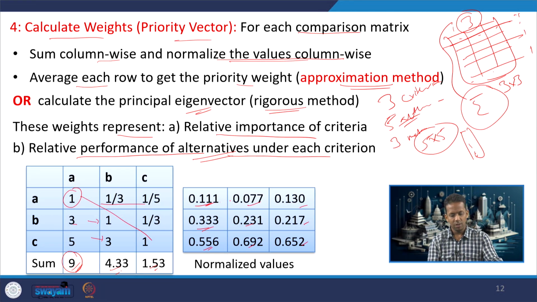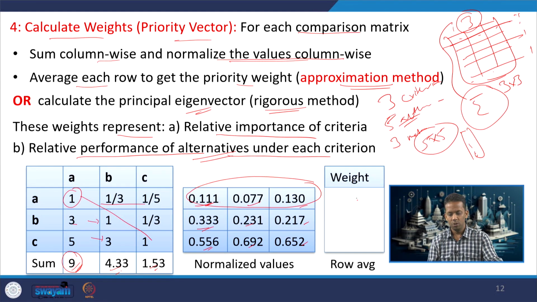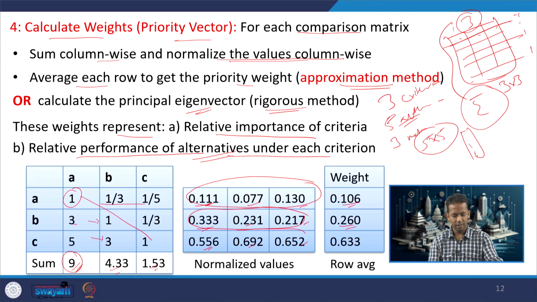You take this plus this plus this, and the average of these 3 numbers will give you the weight 0.106. Similarly, for these 3 values the average is 0.26 and these 3 will give you something like 0.63. So this final priority vector gives you the weights for the criteria. Similarly, under each criteria you have to do this for alternatives, but I think that will be more clear when we take a real example. So for now I will stop here with only the weights of the criteria.